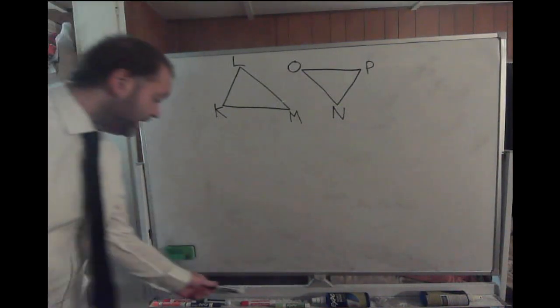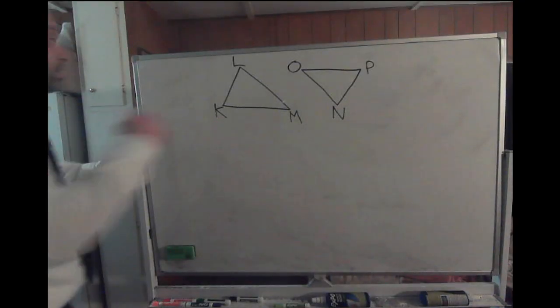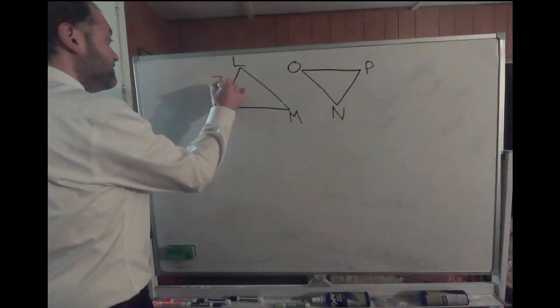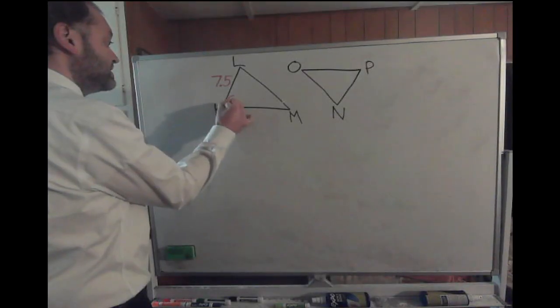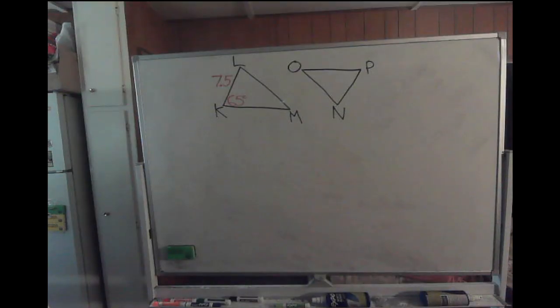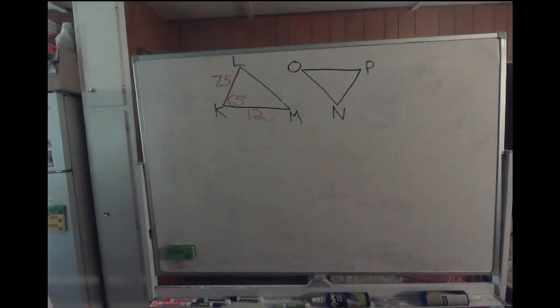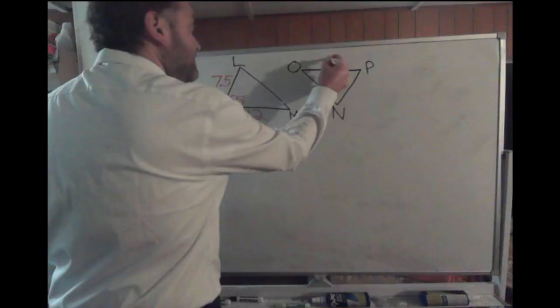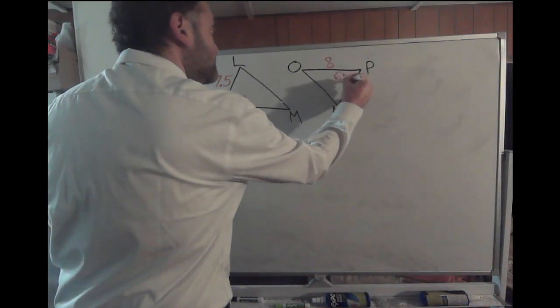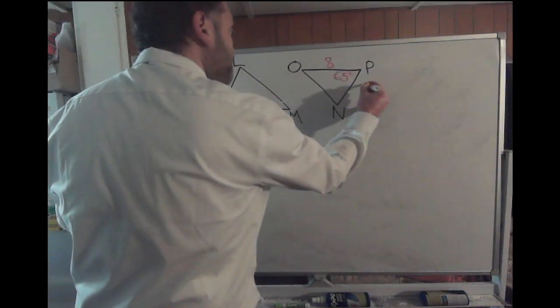All right, then what are we given about these triangles? This side has a length of 7.5. Angle K is 65 degrees. And then we have KM is 12. OP is 8. Angle P is 65 degrees. PN is going to be 5. Okay.